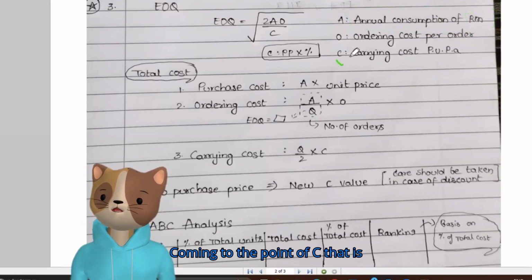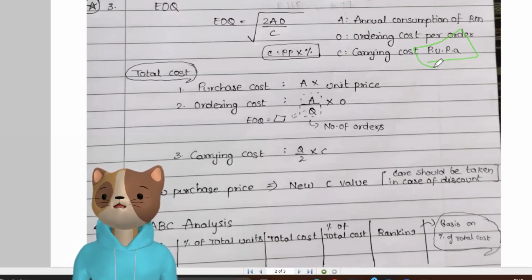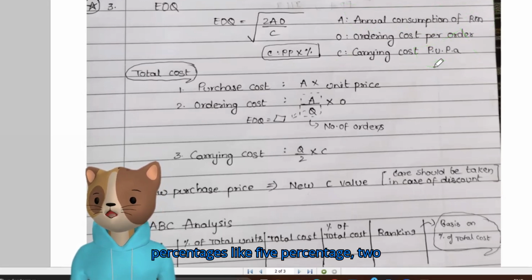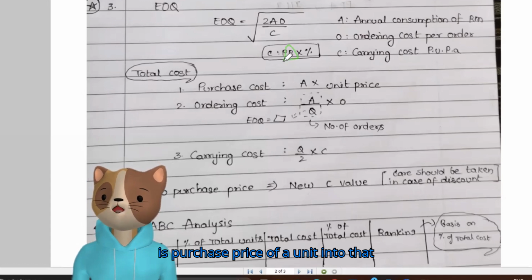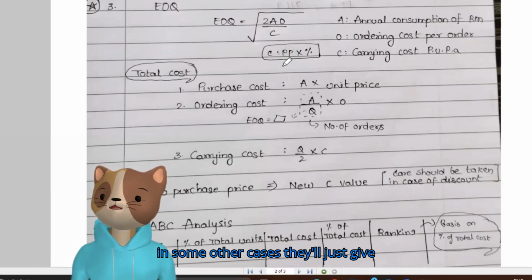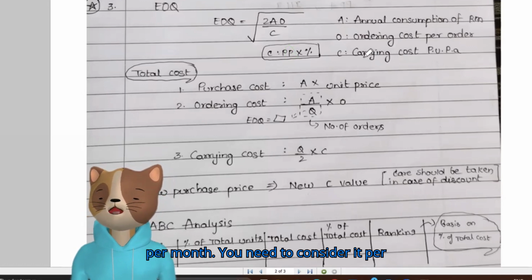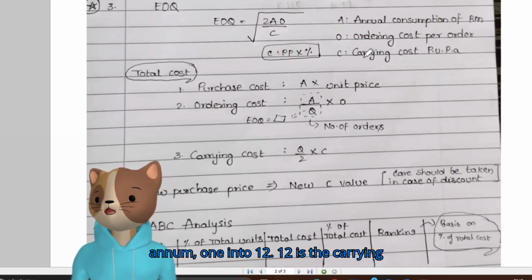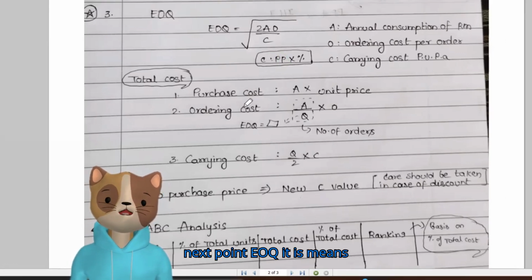Coming to the point of C, that is carrying cost per unit per annum. In some cases, it will be given as a percentage, like 5 percent, 2 percent, something. PP is the purchase price of a unit. Into that percentage, you'll get the value of C. And in some other cases, they'll just give that C is rupees 1 per month. You need to consider it per annum: 1 into 12. 12 is the carrying cost per unit. Like that.